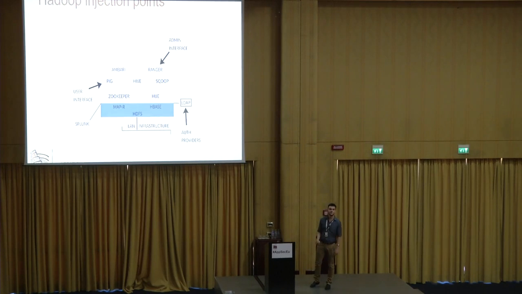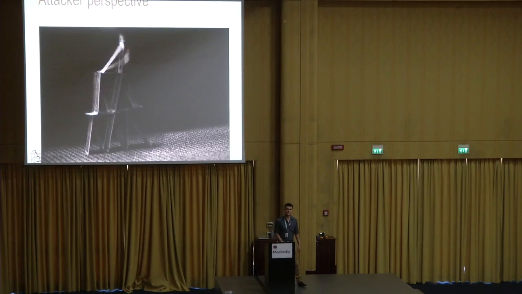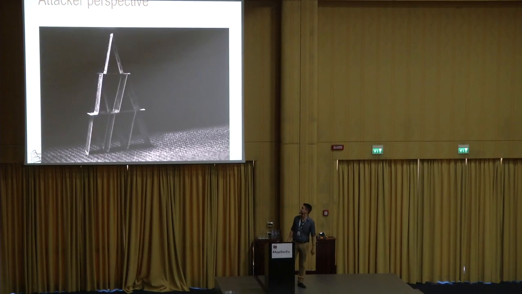This is a really simplified version. We can attack the admin interfaces, which in most cases are Ambari and Ranger. User interfaces, where the biggest one is Apache Hue, and in Hue you've got modules for other interfaces. There is Splunk for the logging, and auth providers, so LDAP, maybe Kerberos. And of course, you can attack the LAN infrastructure, so basically scanning tests. So from the attacker perspective, it looked like this.